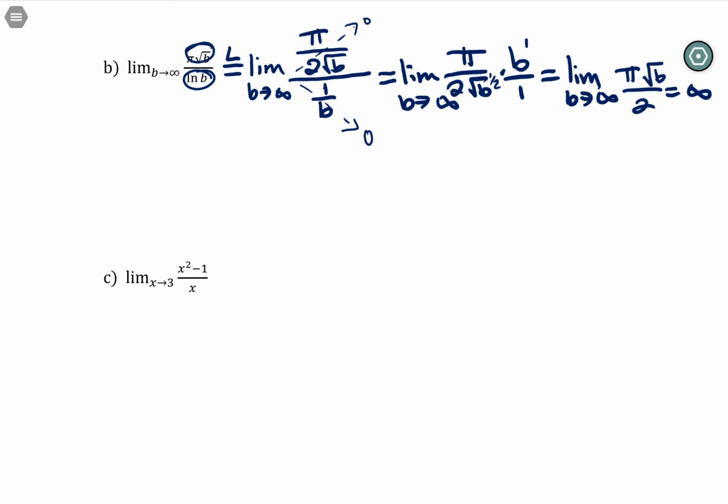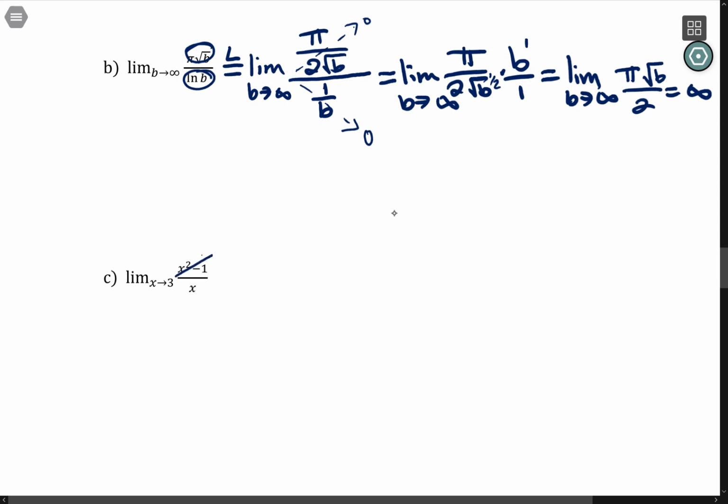Okay, one more of these. Limit as x approaches 3 of x squared minus 1 over x. So if we check out what's happening, when we plug in 3, we have 3 squared minus 1, which is 8 on the top and 3 on the bottom.